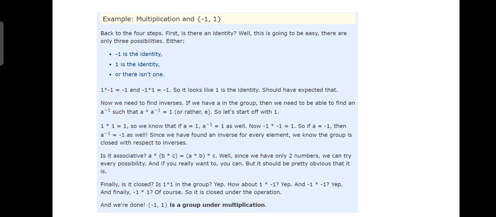The next property is existence of inverse. So we need to find the inverse of each of the elements. First of all, we find the inverse of 1. The inverse of 1 will be 1 itself, because if we multiply 1 with 1, we get identity element 1. Next is the inverse of minus 1. If we multiply minus 1 with minus 1, then we get our identity element 1. So the inverse of minus 1 will be minus 1. So here we have shown all the four properties. Since all the four properties are satisfied, therefore this set is a group.